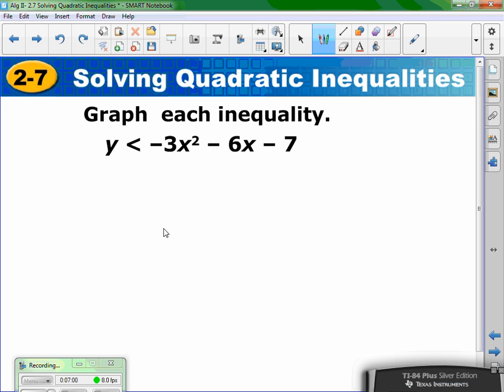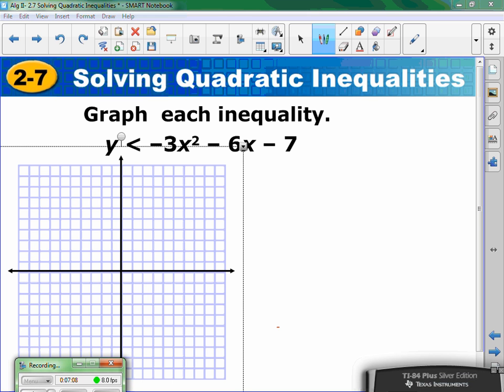Let's look at this one. Y is less than negative 3x squared minus 6x minus 7. There's numerous ways I can go and find all the pieces for this. I could go and find the zeros by factoring, quadratic formula, completing the square. I could go and find the vertex by changing it into vertex form, which we said is sort of like completing the square. I'm trying to show you one of the easiest ways to graph by hand.